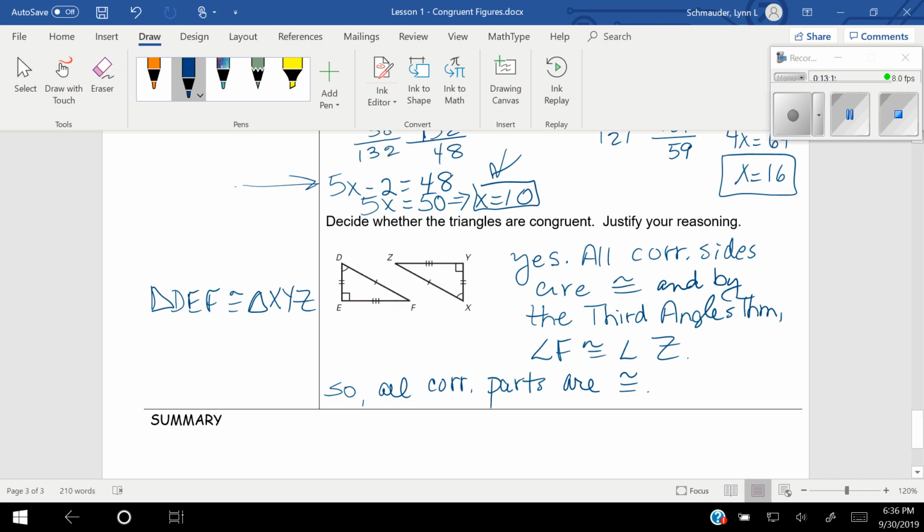And finally, decide whether these two triangles are congruent and justify your reasoning. Well, they're right triangles. That's not to say all right triangles are congruent, because they aren't, but I can see that all three sets of corresponding sides are congruent, and I know that I've got two angles in this triangle congruent to two angles in this triangle. Therefore, angle F has to be congruent to angle Z by the third angles theorem. So yeah, those two triangles are congruent, and that's the congruent statement.